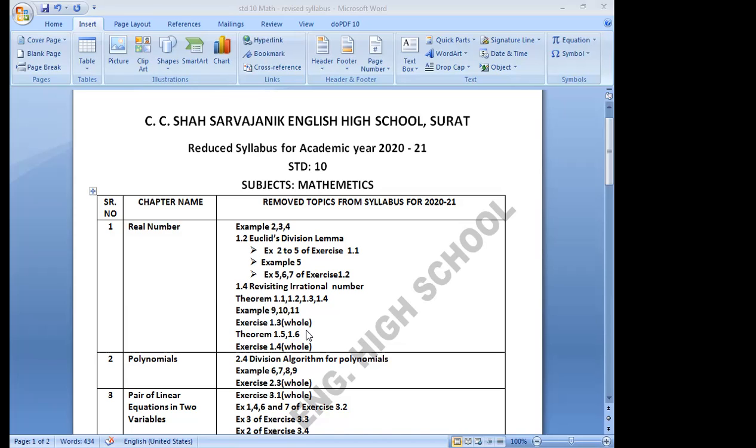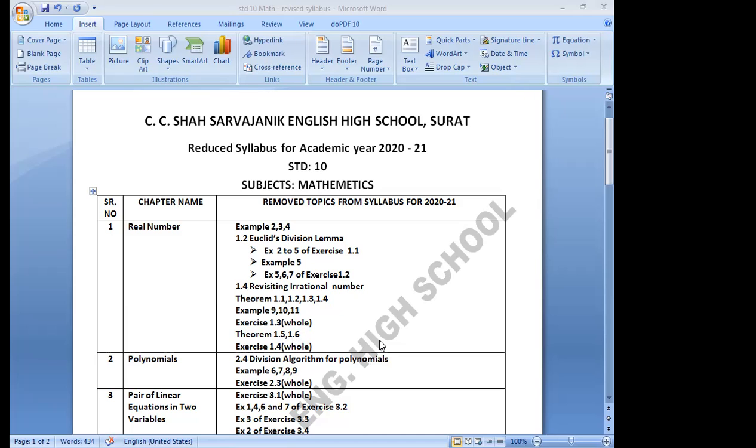Let's come to page number 15, 1.5, revisiting rational numbers and their decimal expansions. This is an included topic, but in that, on page number 16, you can see theorem number 1.5 which is excluded. On the same page, theorem 1.6 is also excluded from the syllabus. Page number 17, theorem 1.7 is included. Tick mark, this is the included topic.